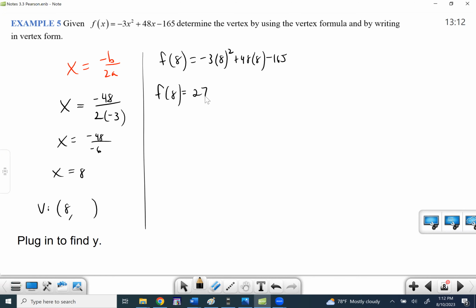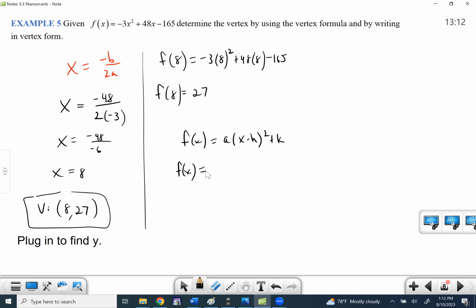Okay, so then 27 would be the vertex. Now they want us to write it into vertex form, right? They want us to put it in this form right here. Well, the a, we already know. We said that the a was negative 3. Now remember, to change the sign on the 8, it's going to be a minus 8 here, but to keep the sign on the 27.